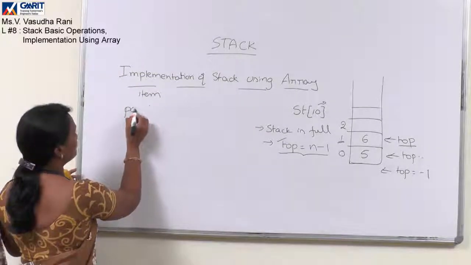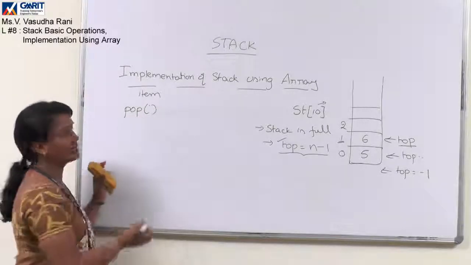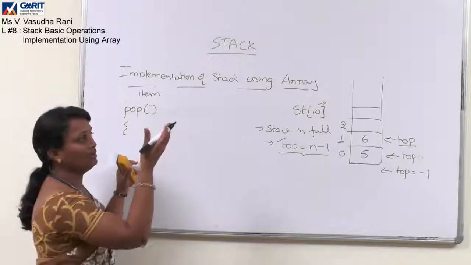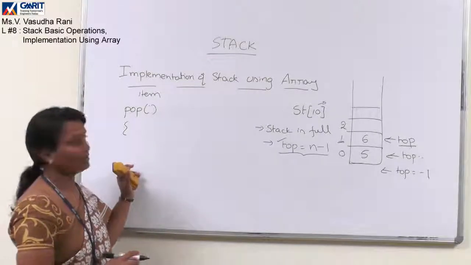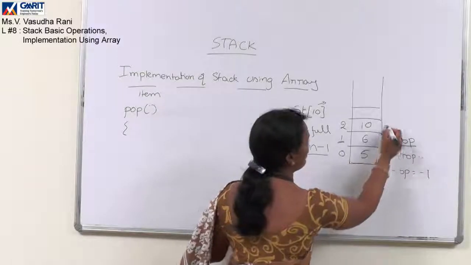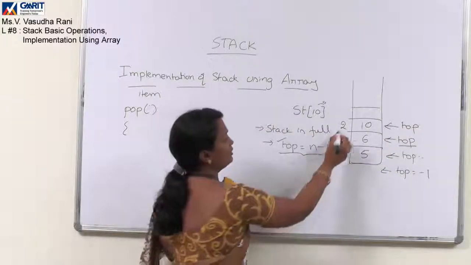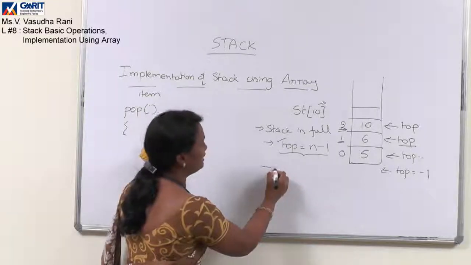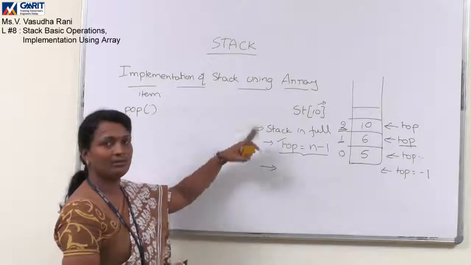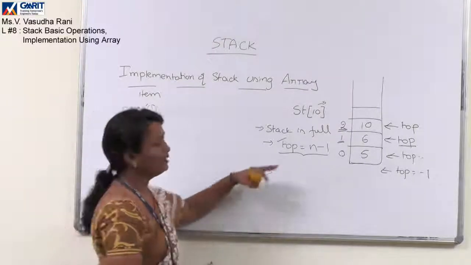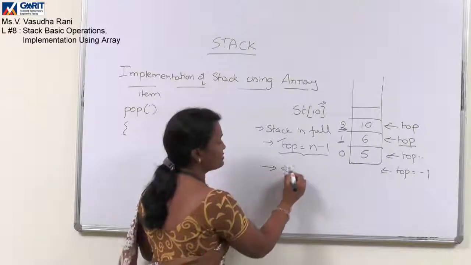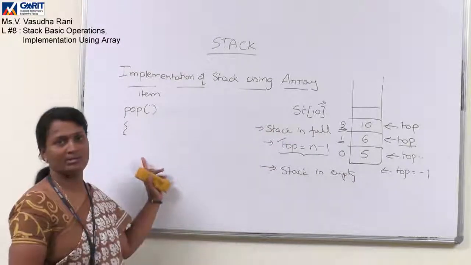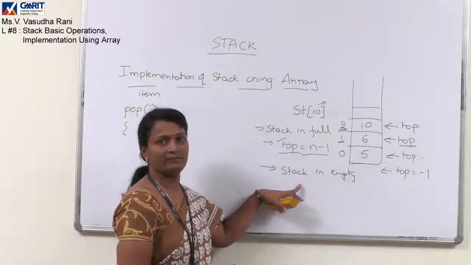To define the code for the pop operation of the stack, we already know that the pop operation is always performed on the top of the stack. So assume that here we have inserted 10 and our top is referring to index 2. In order to delete an element, there should be some elements in the stack. If the stack is empty, is it possible to pop any elements from the stack? No.